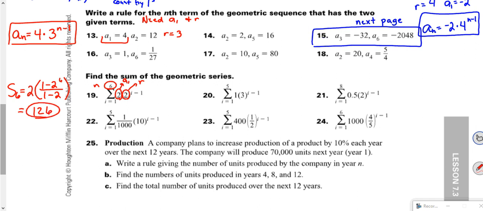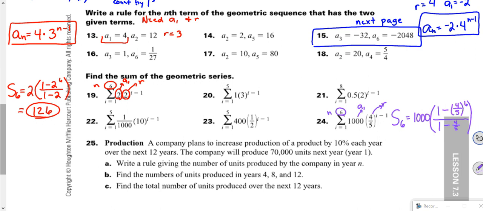Now, I wanted to jump and do number 24 since it had kind of an ugly fraction in it. Again, this is my n. This is my A1. That's my R. So my sum of the first 6 terms here would be 1,000 times parenthesis 1 minus 4/5 to the 6th power. Again, be very careful when you poke that in a calculator with parentheses. Over 1 minus 4/5 on the bottom.